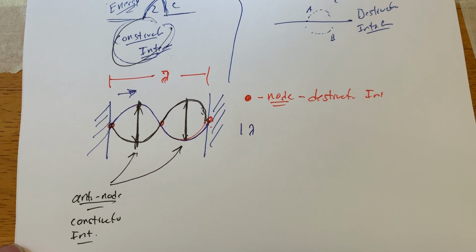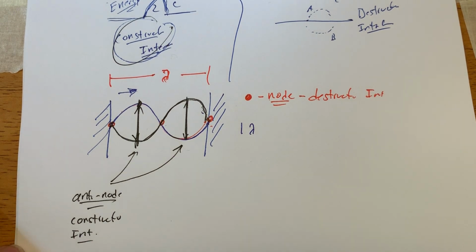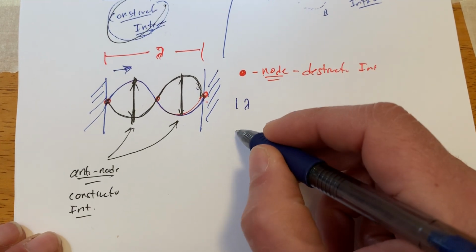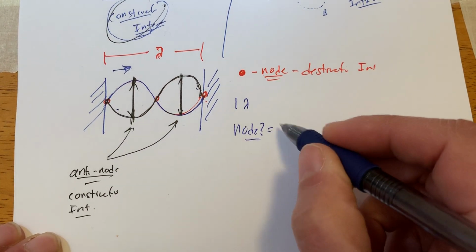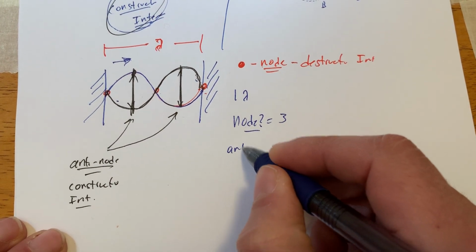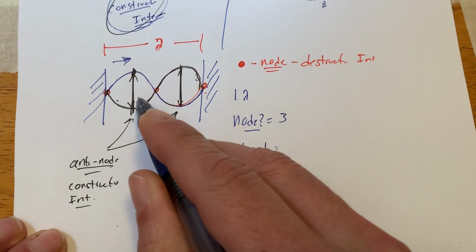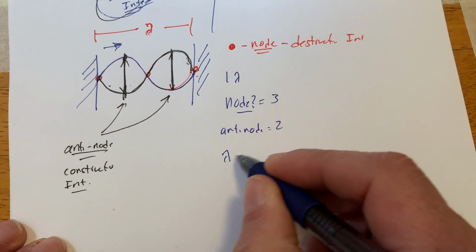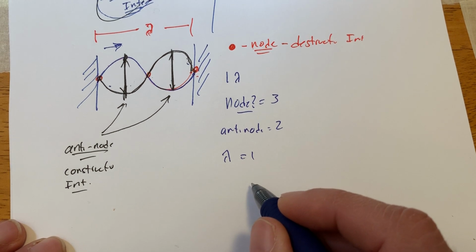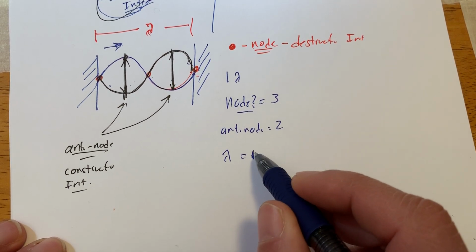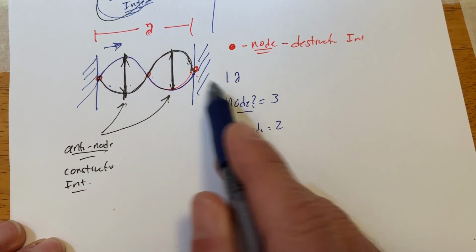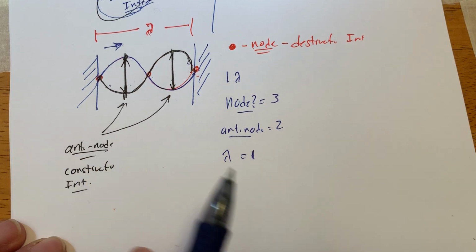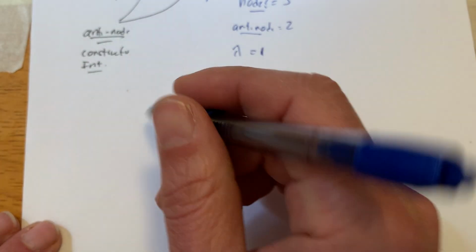All right, so let's take a look. Some questions on this kind of wave right here. How many nodes? Well, 1, 2, 3. How many antinodes? 1, 2. How many wavelengths? 1. Okay, so there's a little bit of a pattern here. There are 3 nodes, and 1 less antinode.